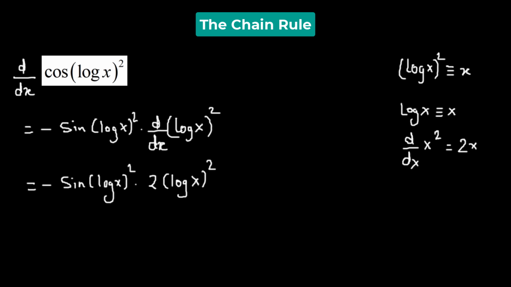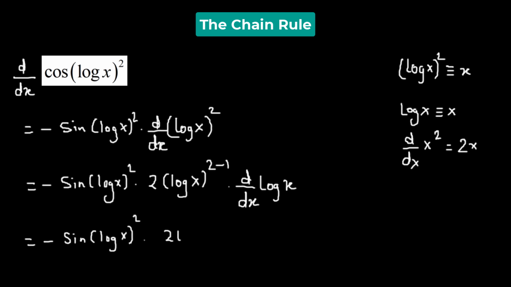So we have 2 times log of x raised to the power of 2 minus 1 multiplied to the derivative of the assumed value, which is log of x. So finally we get negative sine log of x whole squared multiplied to 2 log of x times derivative of log of x, which is simply 1 over x. So this is the derivative of our function cosine of log of x whole squared.